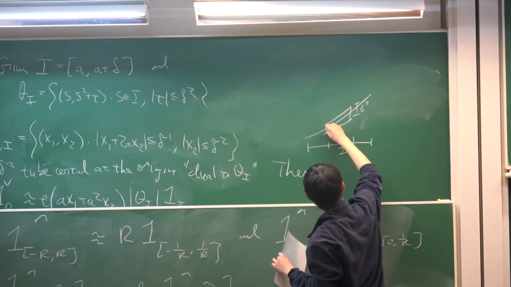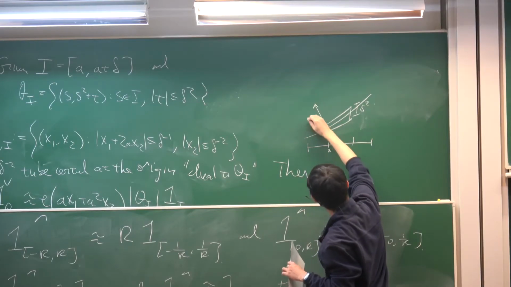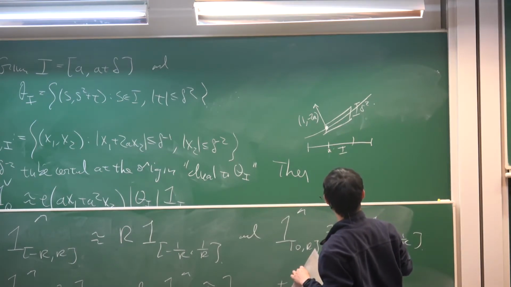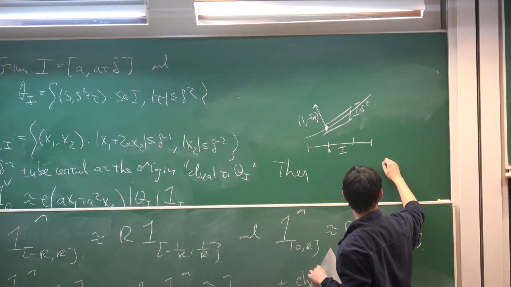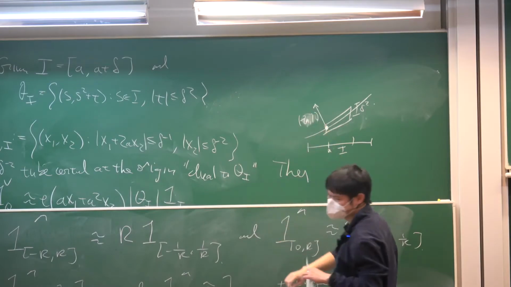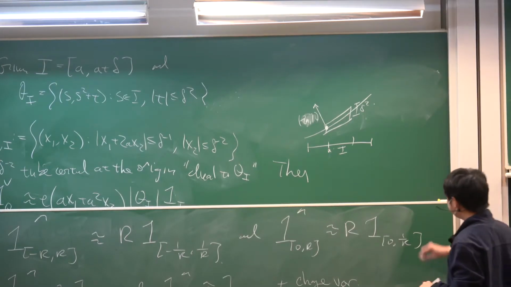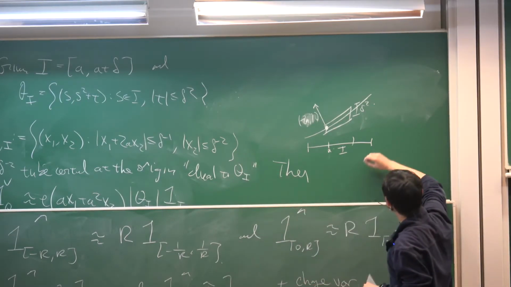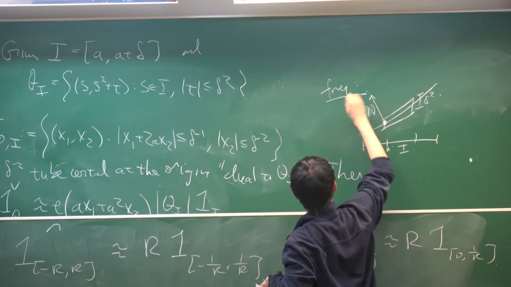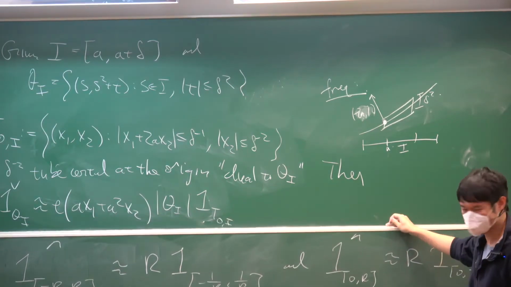This guy is A, and there is a normal vector. This normal vector is pointing in the direction negative 2A comma 1, because the tangent vector is 1 comma 2A. Okay, this is a normal vector. And so what is this tube? This is the frequency side, the frequency on the Fourier side.